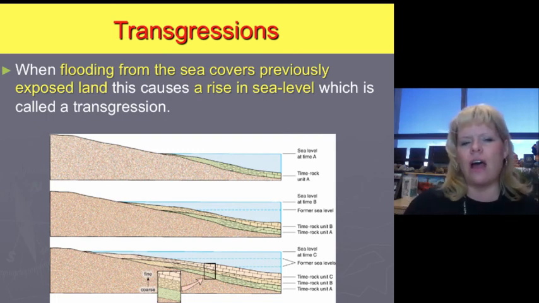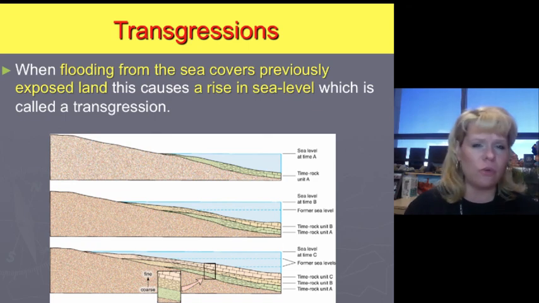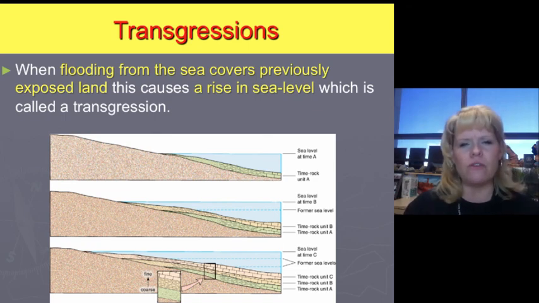So this floods out areas that used to be exposed, land that you could walk on, and covers it with an ocean. It's almost imperceivable what that would look like, isn't it? But it does happen, and it's happened, and we've got a rock record to prove it. So a rise in sea level that covers a previously exposed land is called a transgression.